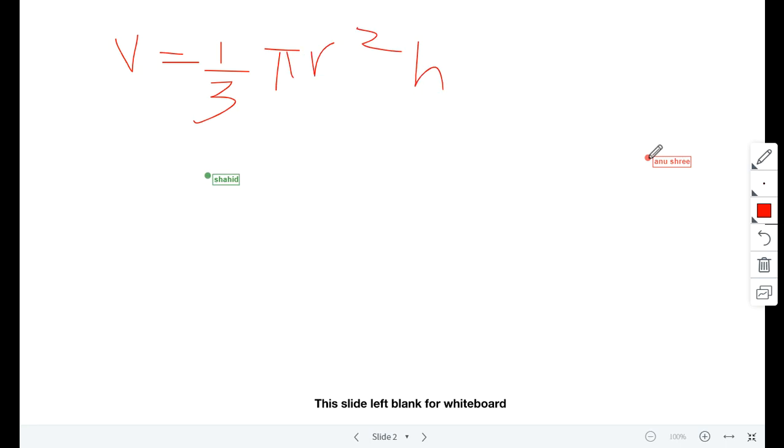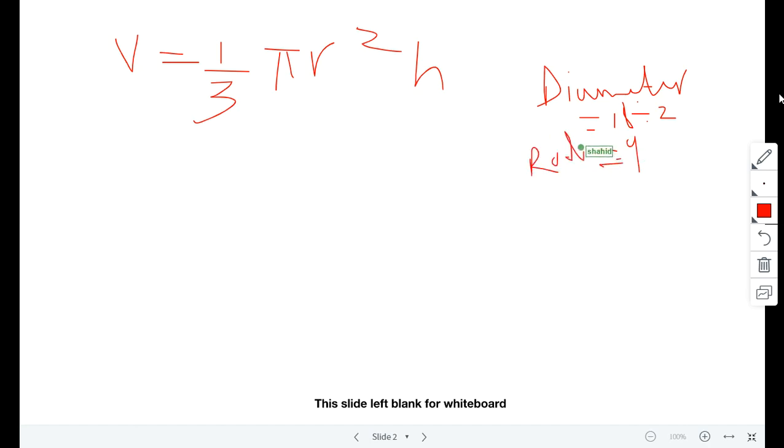So the diameter is 18. So at the side here, I would write diameter equals 18 divided by 2 equals 9, right? Radius equals 9. So radius equals 9. So then I would write that bit down.